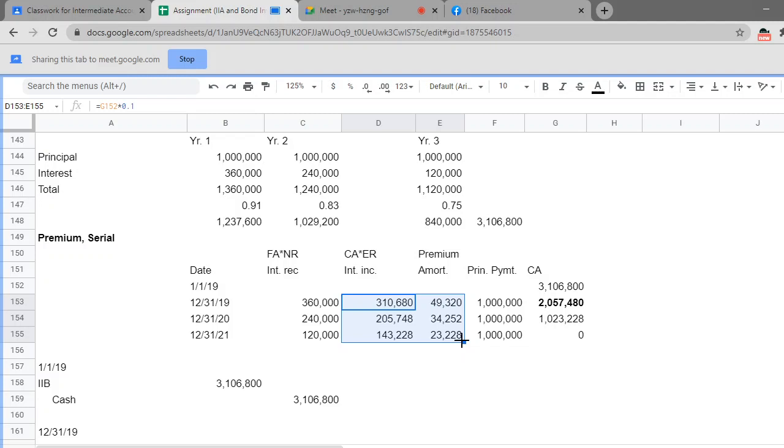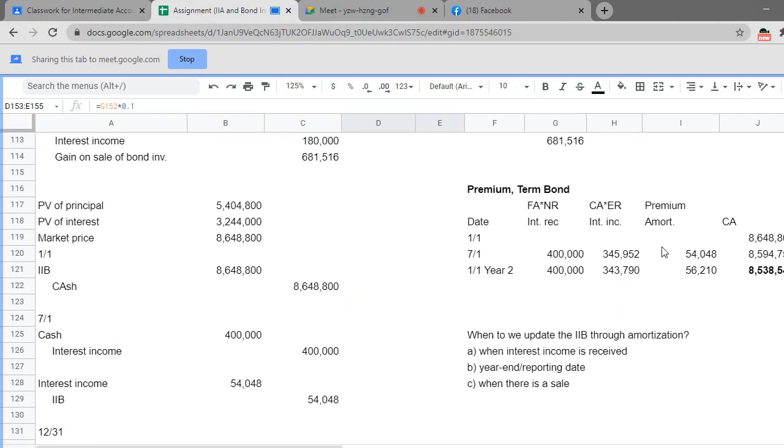Okay? So those are the hints. It should not be called fluctuating, it does not go up and down. It should be constant. So, decreasing, decreasing. This is for premium serial. For premium term, we have decreasing, and why is it increasing here? Okay, increasing in the amortization.